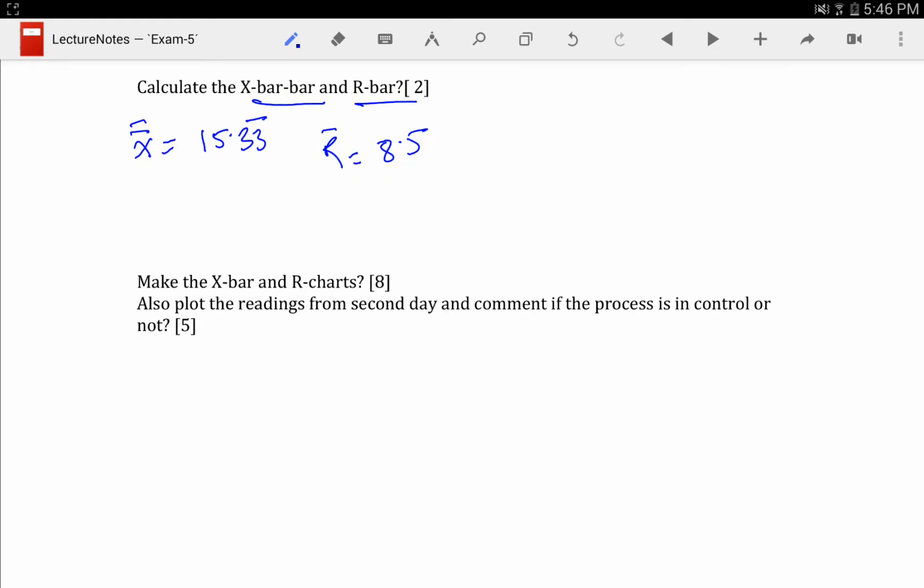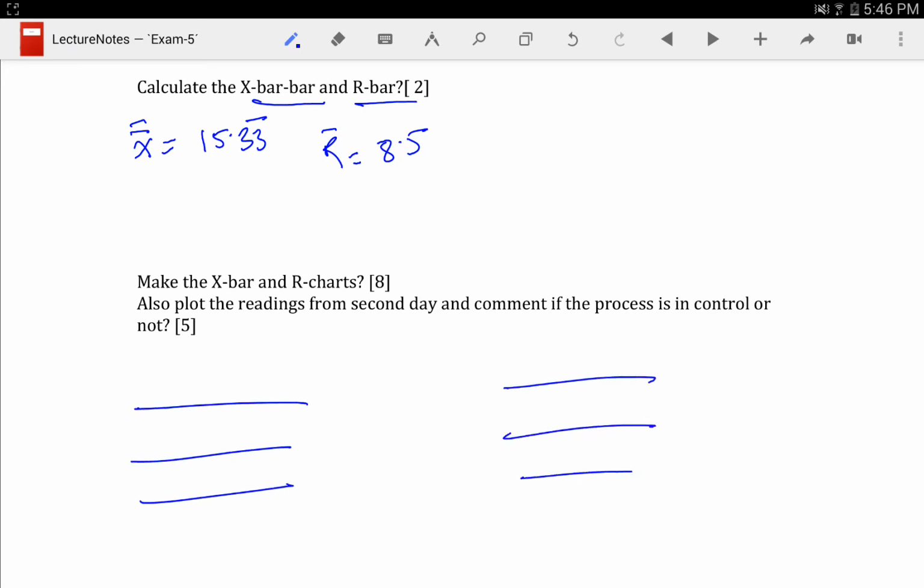Now make the x bar and R bar charts. To make these charts we need 3 values. For the x bar chart, the central line is just the x bar bar, which we calculated as 15.33. For the R chart, the central line is the R bar, which is 8.5. Now the next question is, what is the value of the upper line and the lower line?